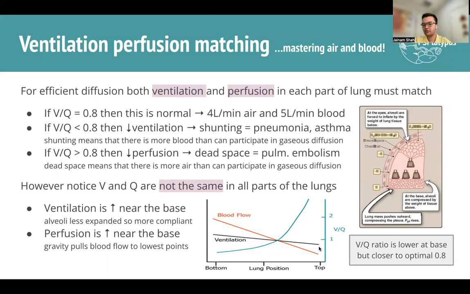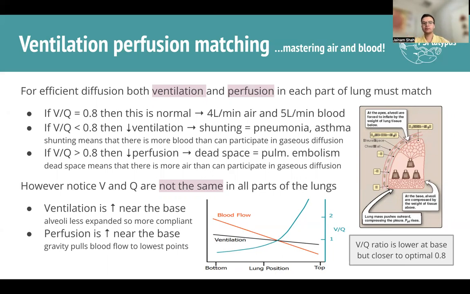If you even want to plug in some numbers, you can verify that. But it's actually closer to the optimal amount that we need. Whereas at the apex, if you look at the VQ, it's too high, which means we have a lot of dead space, a lot of reduced perfusion. So hopefully that makes sense.